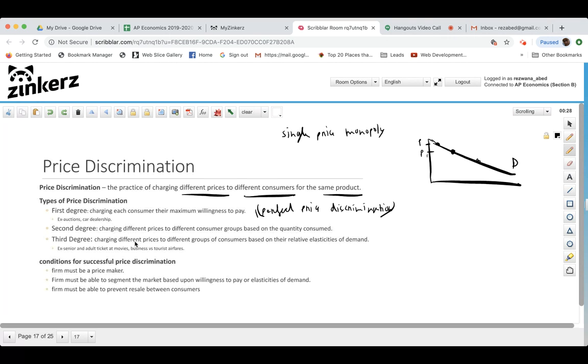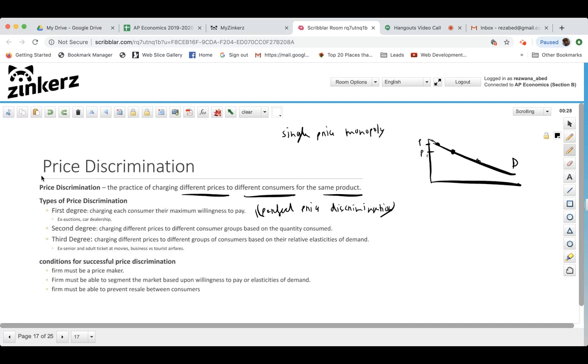And if you can imagine, this is very hard to do in real life, because it involves the firm essentially knowing what is the maximum price that you're willing to pay for something, right? So you need to gather a lot of data, essentially, for most types of markets, or for most types of products. You need to gather a lot of data about people.